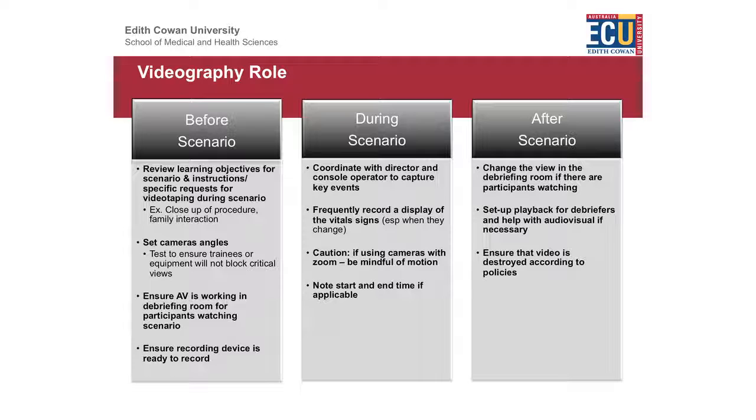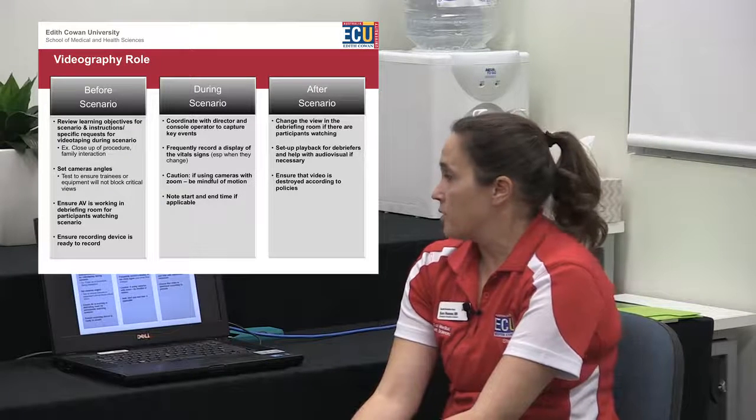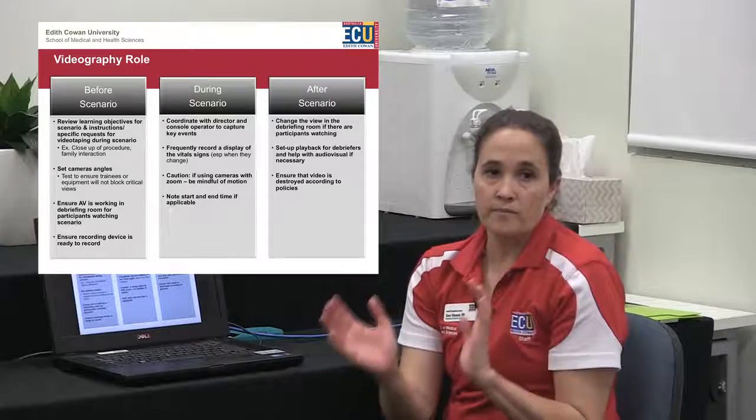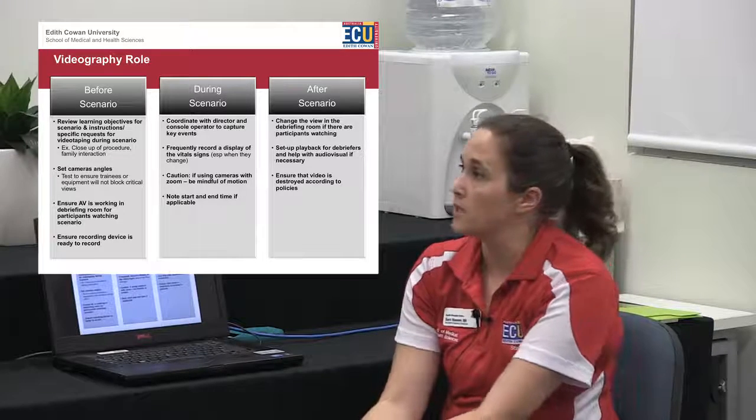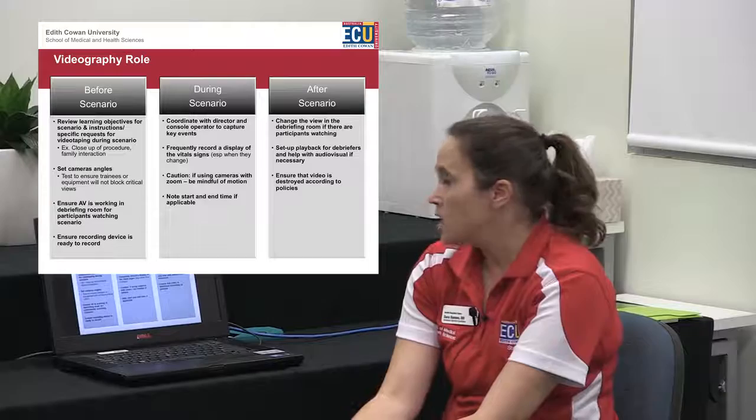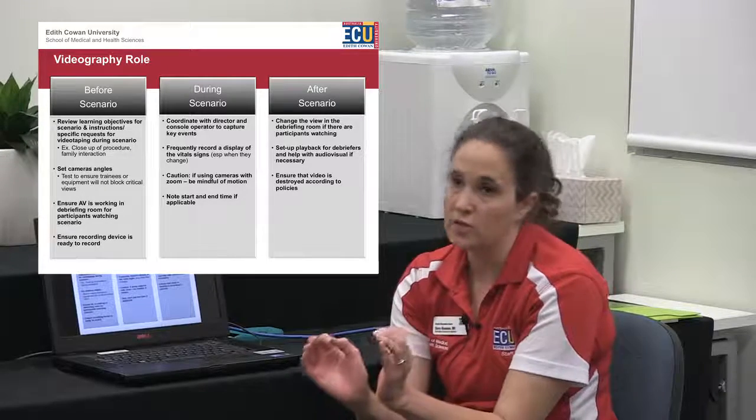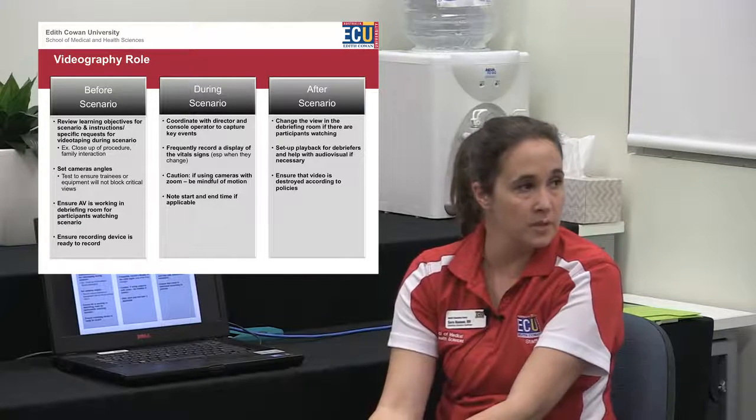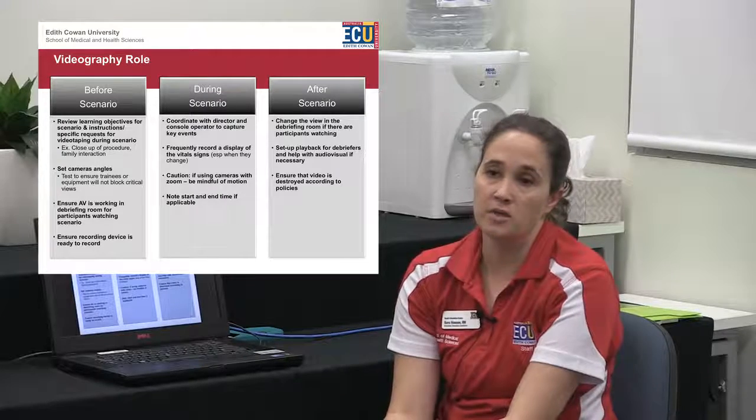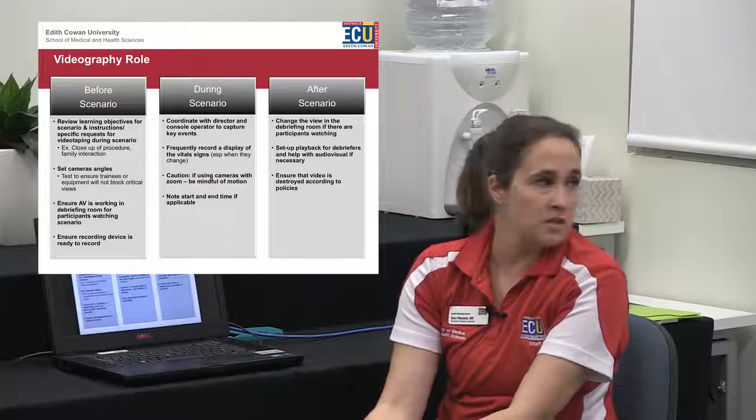Videography role, touch on it briefly. This is important to see yourself from a different perspective, but it adds an extra layer of work when you are debriefing to start and stop the video. So it's kind of an advanced skill. But before the scenario, again, you want to review the learning objectives so that your camera angles follow where the movement is and the action and what the learning is based on. If you want to do a close-up of a procedure, you can try to zoom in. Be mindful not to zoom in and out as you are doing the filming if you're doing a handheld camera, because it can be disconcerting for the people watching it in the debriefing.